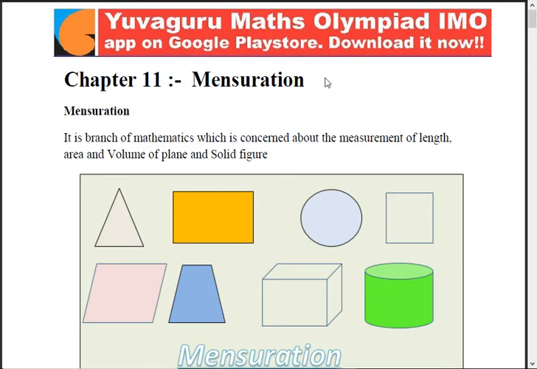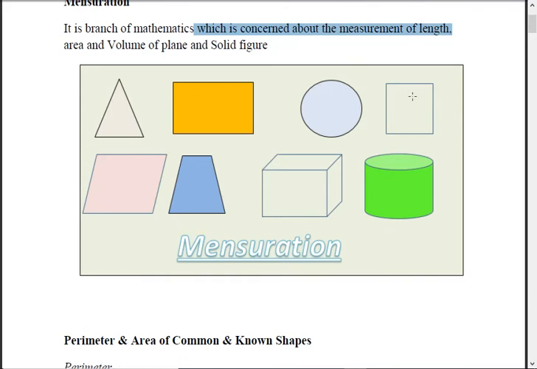Let's focus on today's topic. Today's topic is mensuration. What is mensuration? It is the branch of mathematics concerned with the measurement of length, area and volume of plane and solid figures. Quite simple: length, area, volume. That's it, it measures only that. All these are separate shapes, 2-dimensional, 3-dimensional, everything. You might know these by now: triangle, rectangle, parallelogram, trapezium, cube, circle, square, and cylinder.